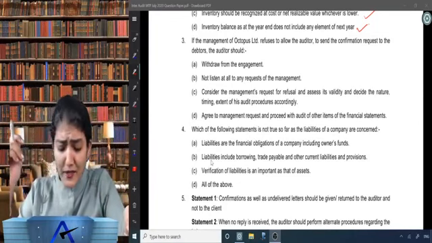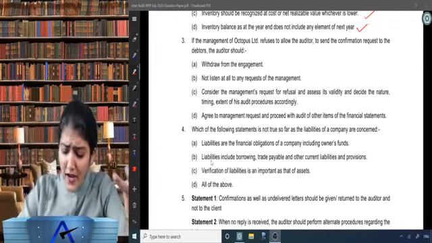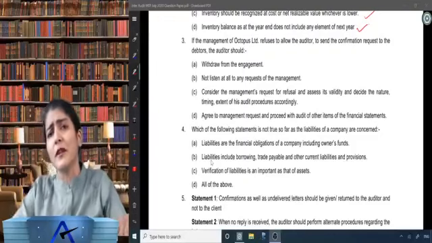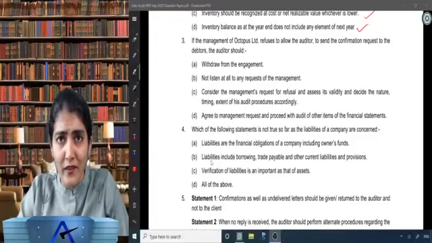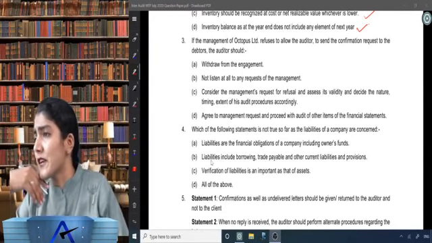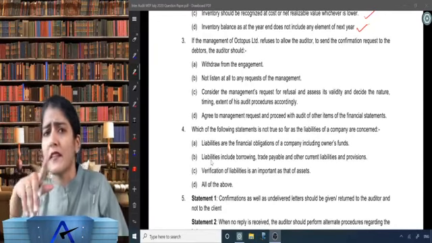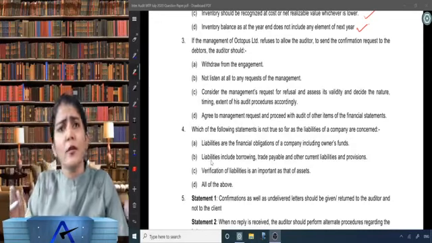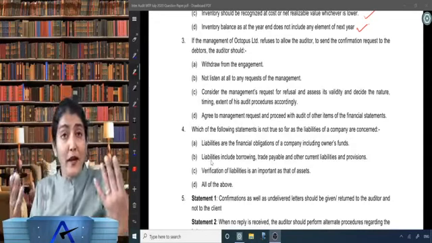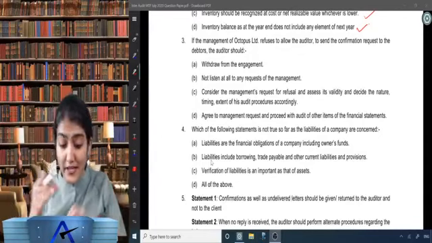And agree to management request and proceed with audit of the other items of the financial statements. Not to check, no problem, let's go ahead. You're saying we want to send confirmation request to the debtor. The client, the management, is saying, auditor, no, not to do that. You say, okay, we'll go ahead. No, you cannot just accept whatever the management is telling you.